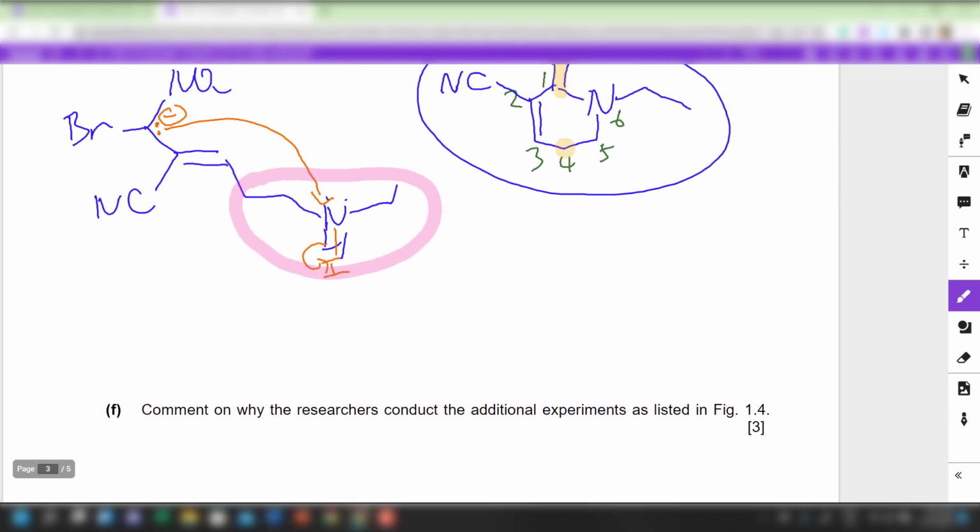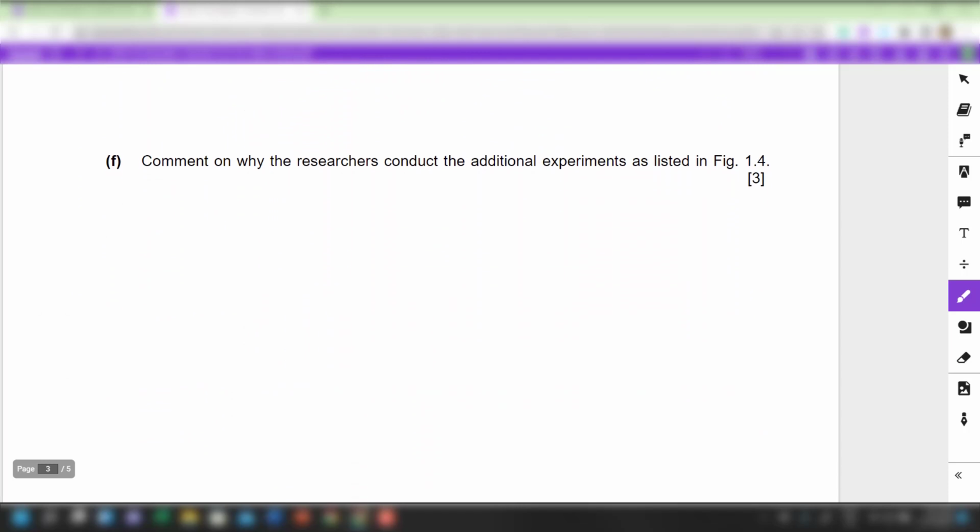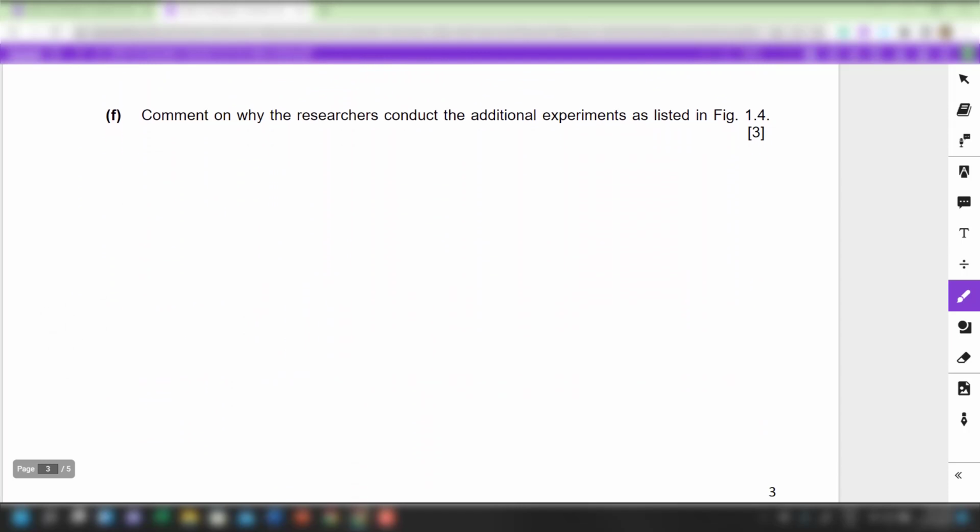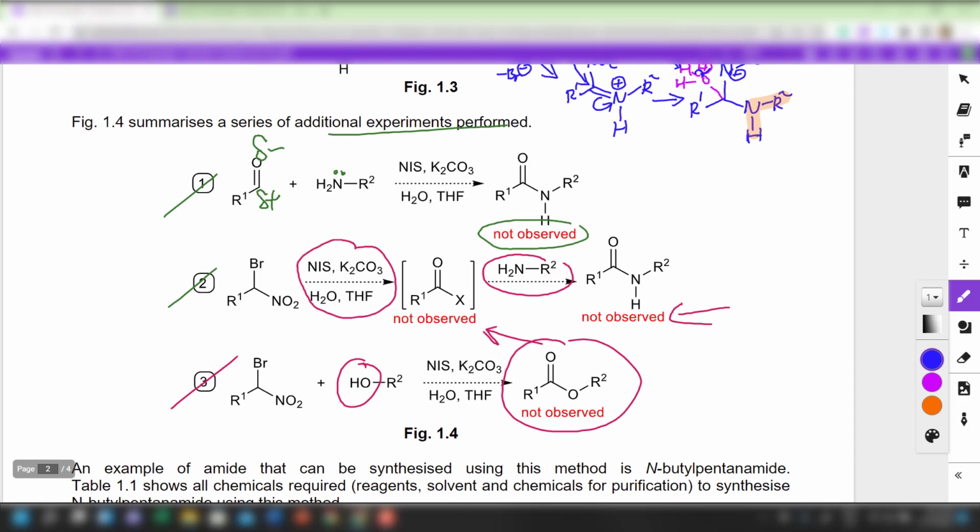Right, next we can move on to part F. We have kind of covered part F indirectly in our early introduction. We are asked to comment on why the researchers conduct the additional experiments as listed in figure 1.4. If you heard me earlier on, I think I went through that with you guys.